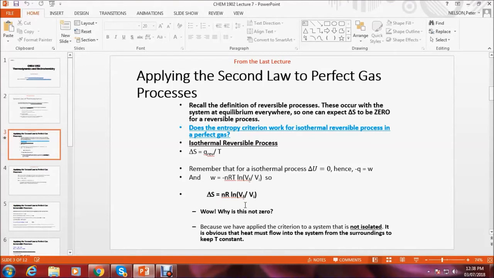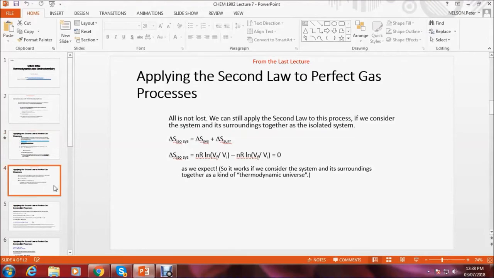What is the problem? We did not carry out our analysis on an isolated system as is required for application of the second law of thermodynamics. The entropy criterion only works when you have an isolated system. So that was our problem. Now let's look at how we can convert our system to an isolated system.